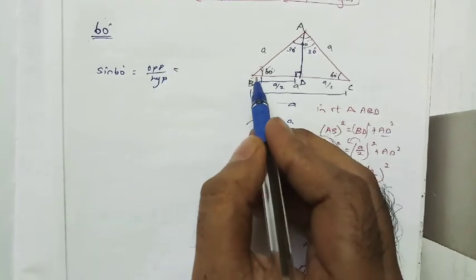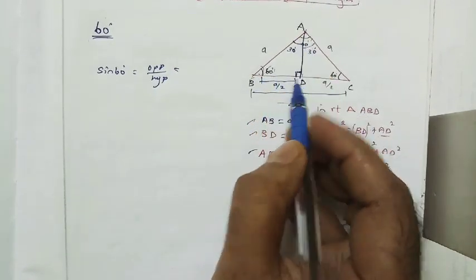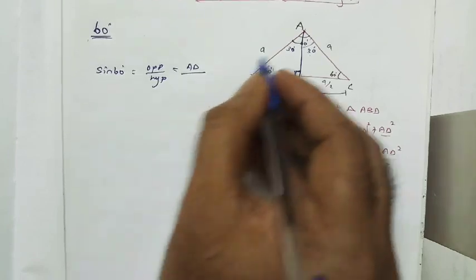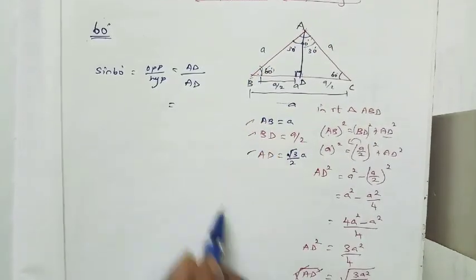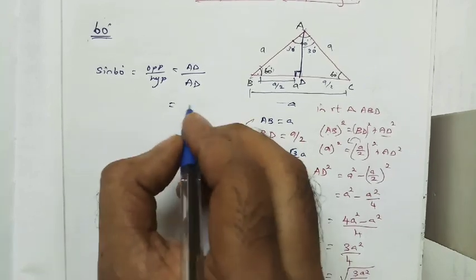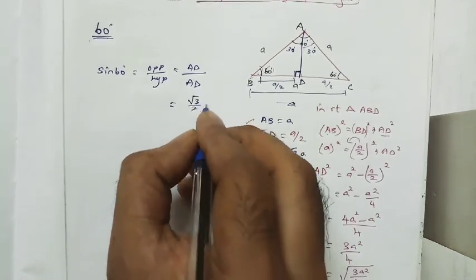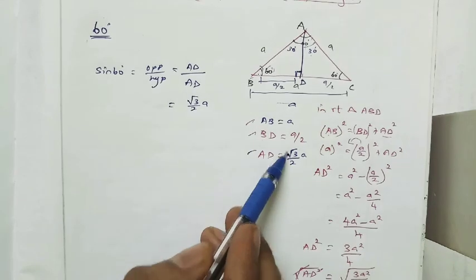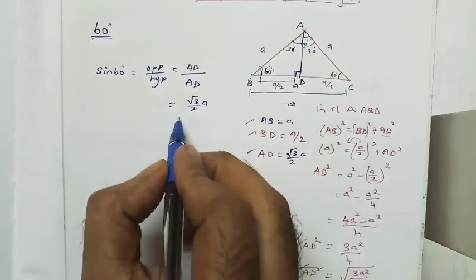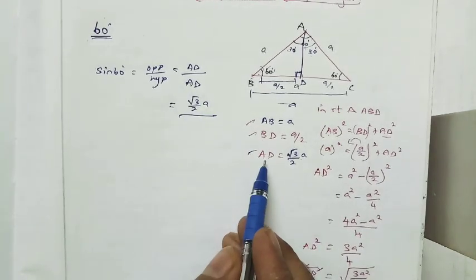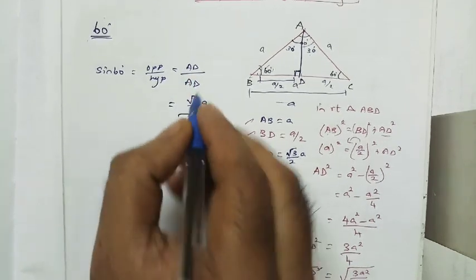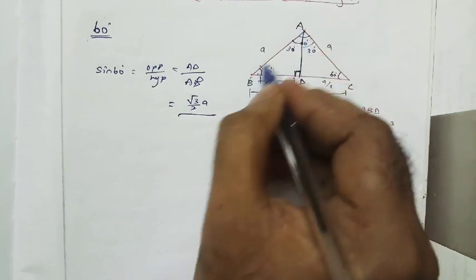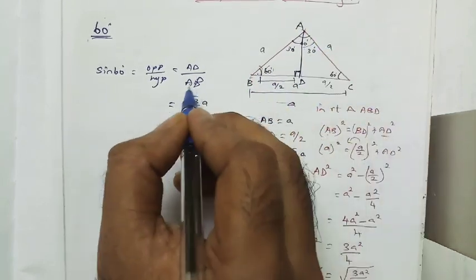Which side is opposite for angle 60? AD. So AD divided by hypotenuse, AB. What is the value of AD? Already we have found it: AD is root 3 by 2 into A, whole divided by AB. Hypotenuse is nothing but AB.